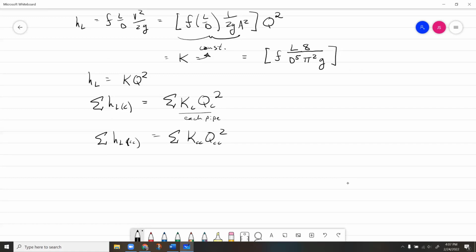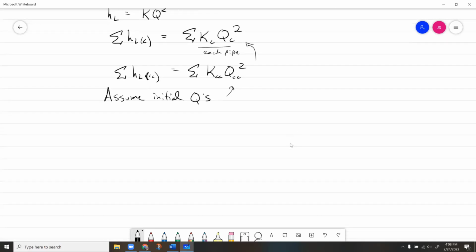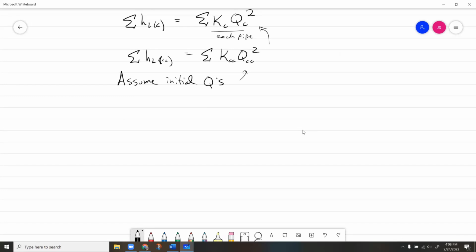Okay, so we're marching along here. We've set up the head losses in a more simplified way in the clockwise and counterclockwise direction for our pipes. And as part of the Hardy Cross algorithm, we're going to assume initial Q's and plug those into these values to calculate those head losses. And then these two should equal each other, right? So initially the sum of K_C Q_C squared should equal the sum of K_CC Q_CC squared, but they're not going to, because we're just making guesses.